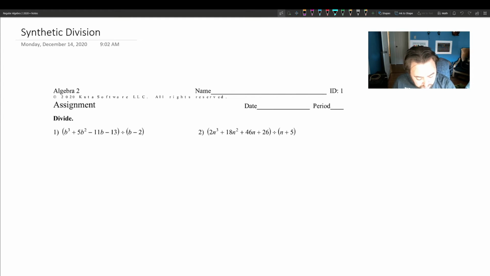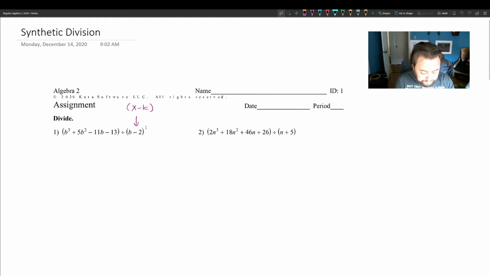The only thing you've got to really watch out for is your divisor has got to be in the form of x minus k. So the variable minus or plus some number. You can't have a b squared or a 2b or anything like that. It's got to look just like this, where that k can change.